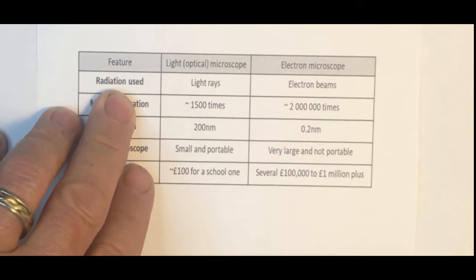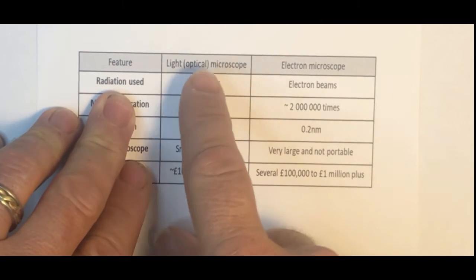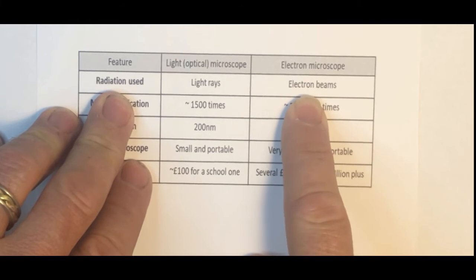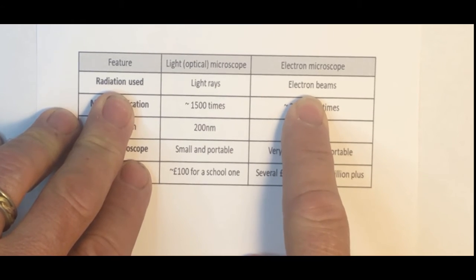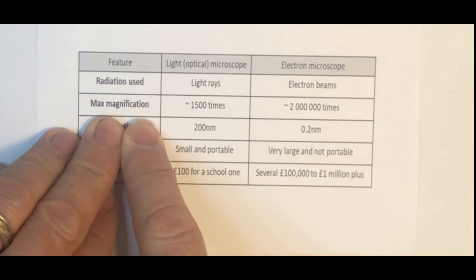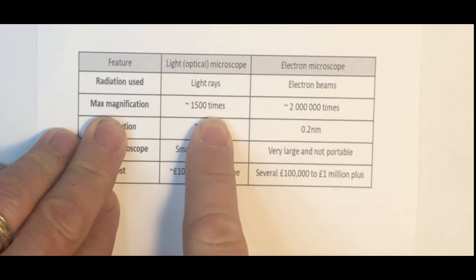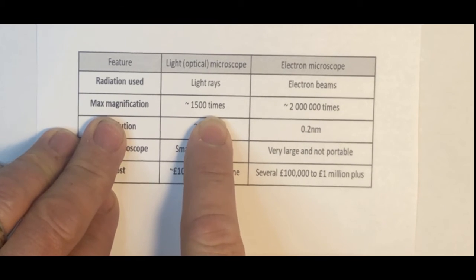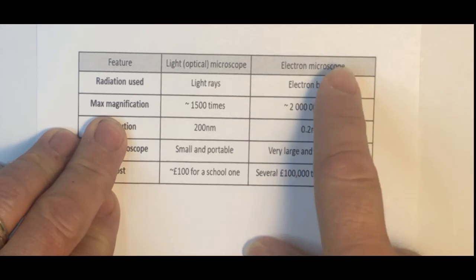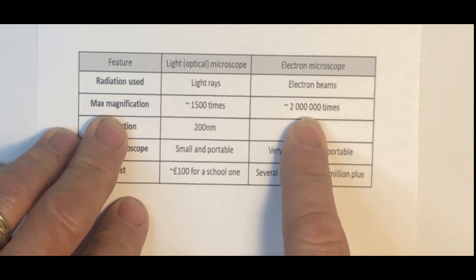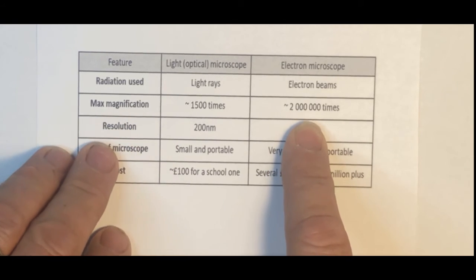So, the radiation used. In a light microscope, it's obviously light rays. In an electron microscope, it uses a tiny, tiny beam of electrons. The maximum magnification of a light microscope is about 1,500 times, so it's 1,500 times bigger looking through the light microscope itself. Very, very difficult to do. An electron microscope could be 2 million times bigger. So that's its maximum magnification.